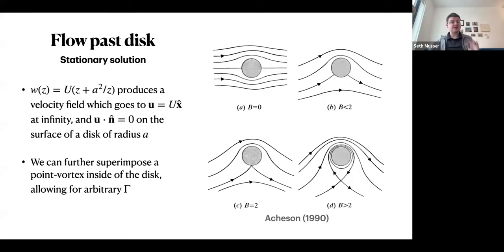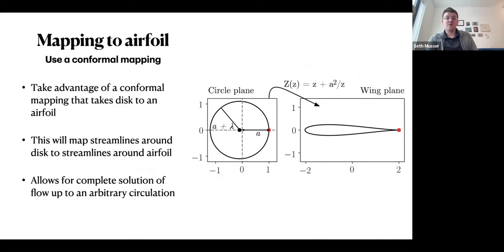Okay, so we've done a simple solution around a disk. But now we can actually map the flow around the disk to the flow around an airfoil. You'll hear the name Joukowski a lot because he did a lot of seminal work here. This conformal map is known as the Joukowski map. And it will map streamlines around the disk to streamlines around the airfoil here. And this allows for a complete solution of the flow up to the ambiguity that we can have any circulation around the foil.